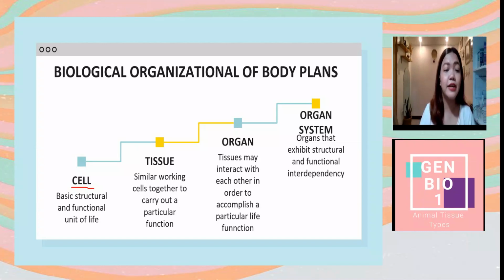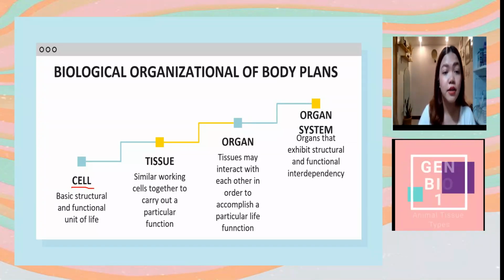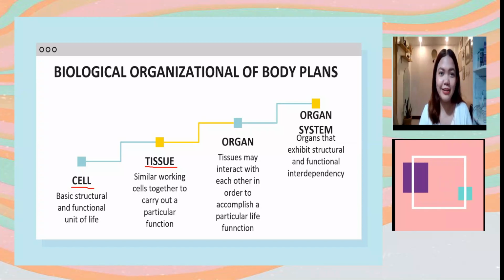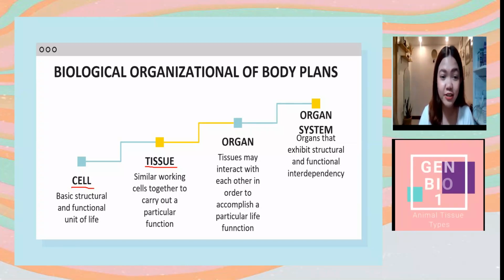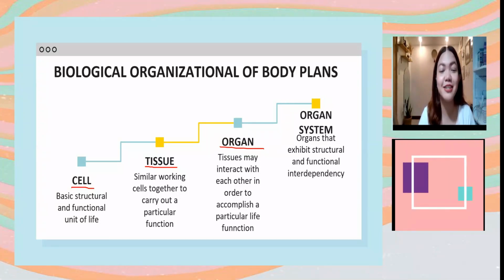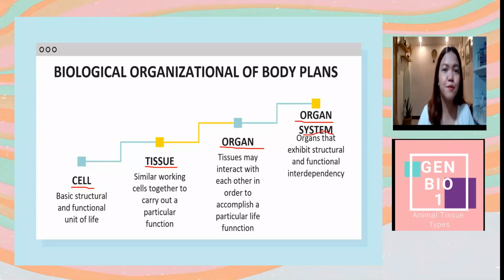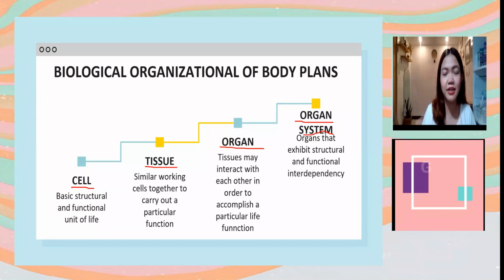And if you have similar cells working together to carry out a particular function, that will be your tissue. And when you have tissues that interact with one another in order to accomplish a particular life function, you have your organ. If you have organs that exhibit structural and functional interdependency, you'll have your organ system. So basically, these organ systems work independently but are still connected to one another.